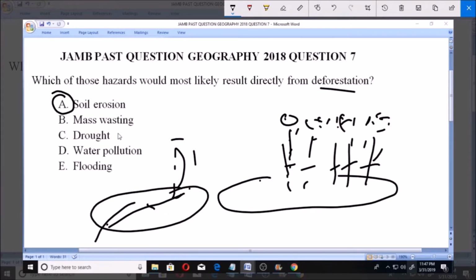But then you can still have any of these later. You can have flooding, so much flooding because there is nothing to wedge the flow again. You understand? But the most direct effect of deforestation is erosion, because when you cut down all these trees, you have empty space, so that when there is rain or anything that can move soil, then soil can easily be eroded. So that makes option A the right answer to this.